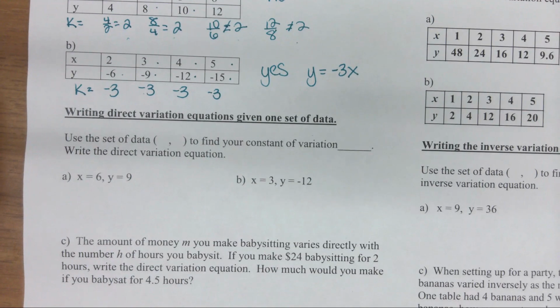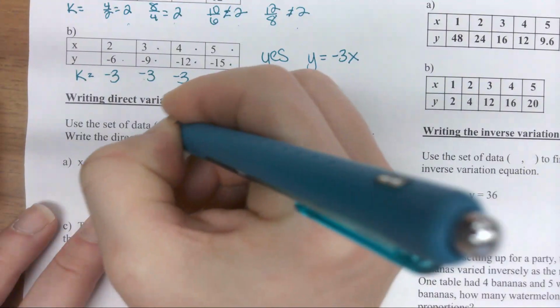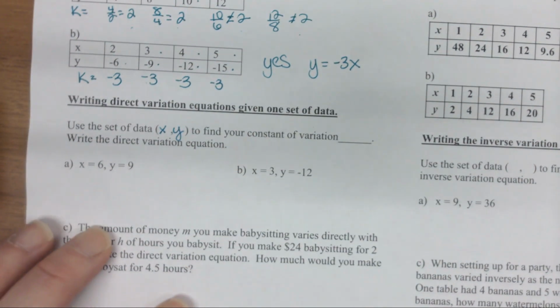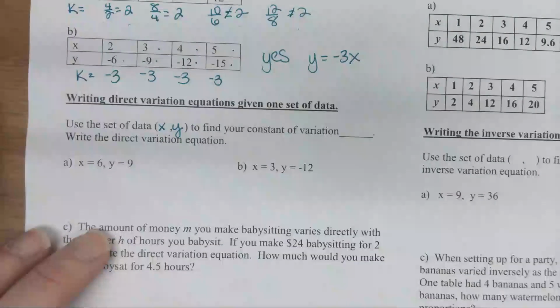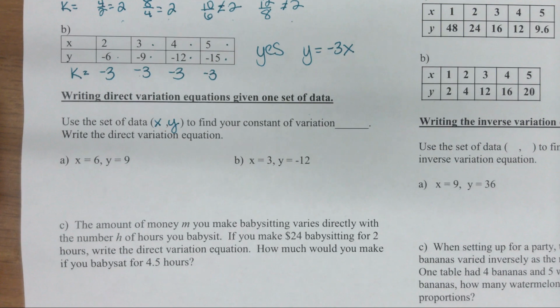Okay, how do you find k? Use the data set x comma y to find your constant of variation and write the variation equation. Okay, so we're going to first find k, and then we're going to write it as y equals kx. How did we find k in the table above? What did we just do? Y divided by x. Let's do the same thing.